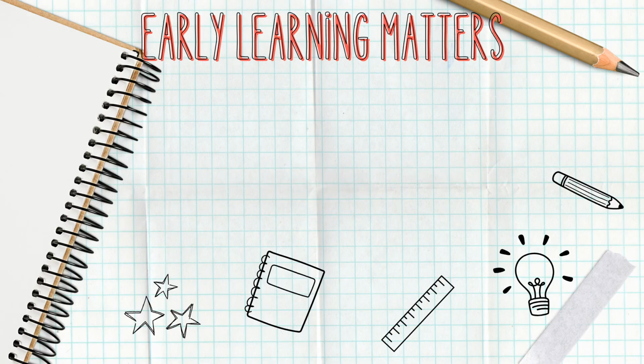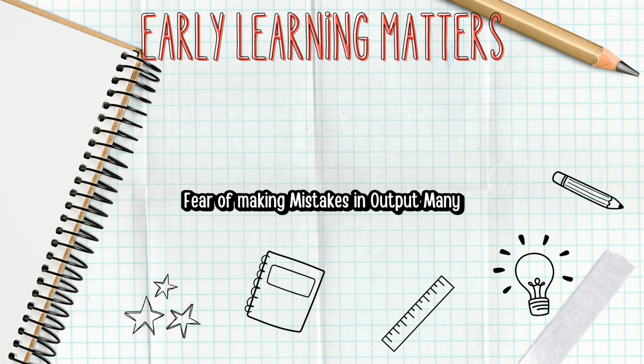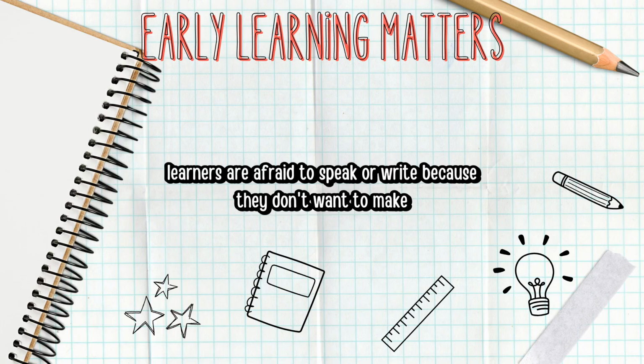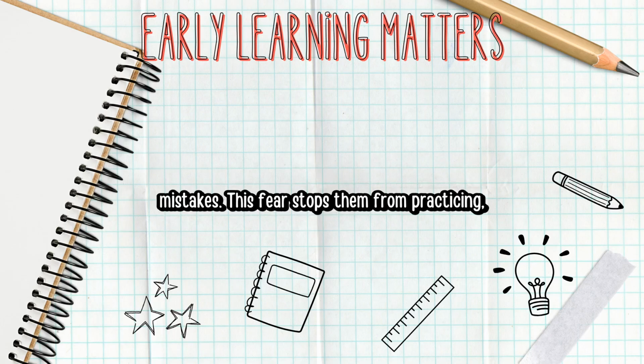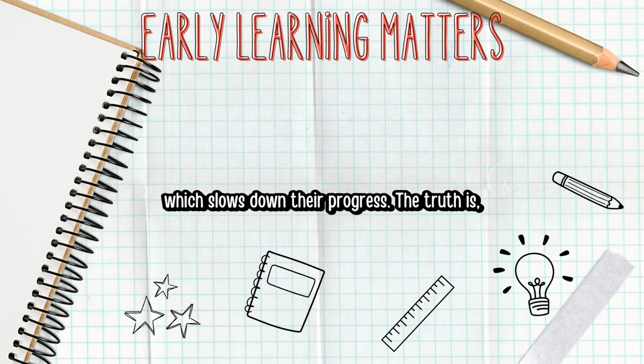Mistake number 3: fear of making mistakes in output. Many learners are afraid to speak or write because they don't want to make mistakes. This fear stops them from practicing, which slows down their progress.